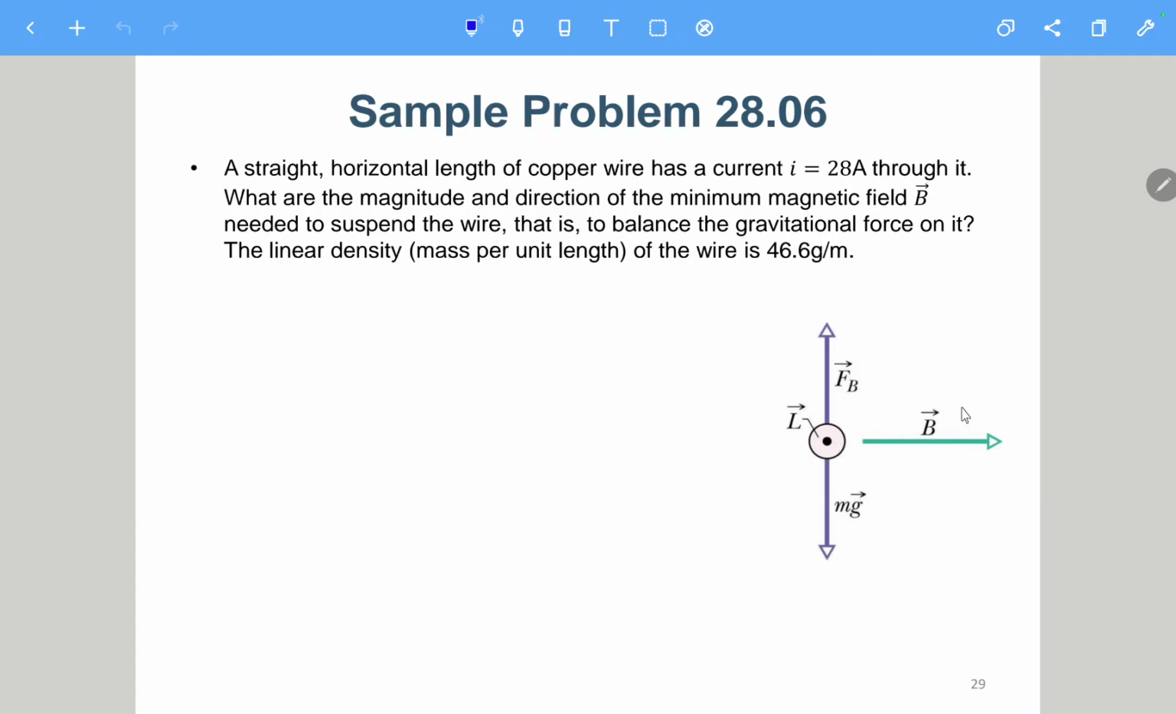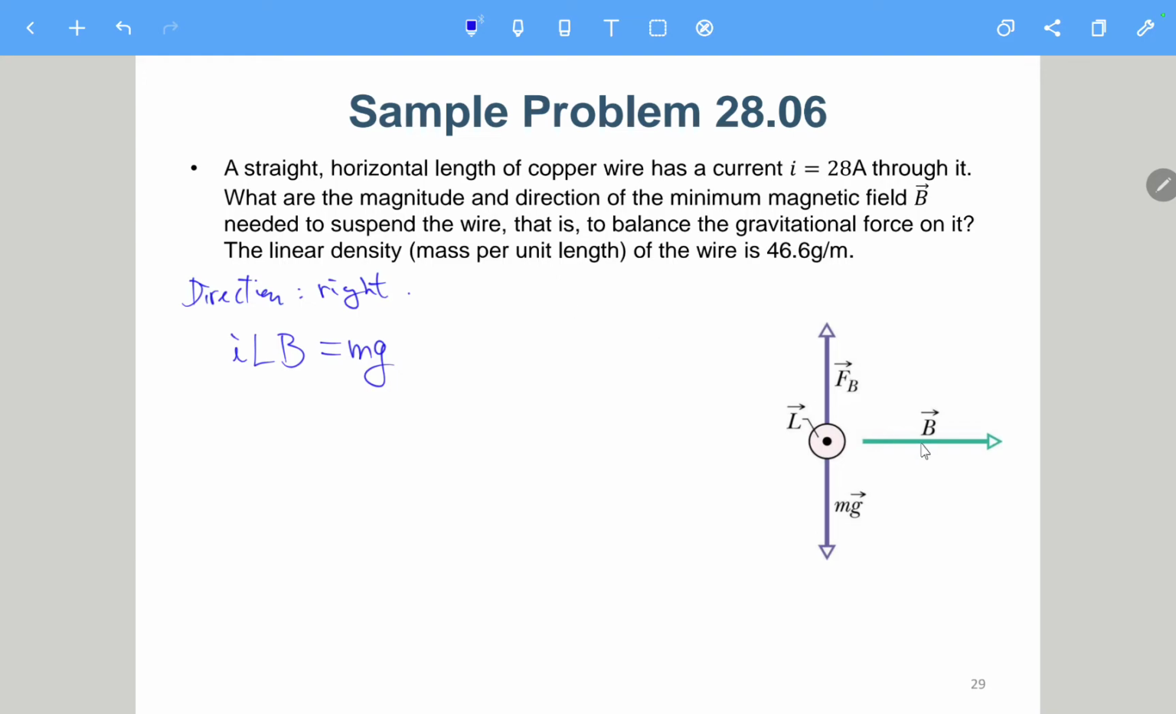If the magnitude of B is suitable, then FB and mg can perfectly cancel each other. So it asks you what is the magnitude and direction of the minimum. Of course the direction is pointing to the right side, and for the magnitude, we should have something like I times L times B equals mg.